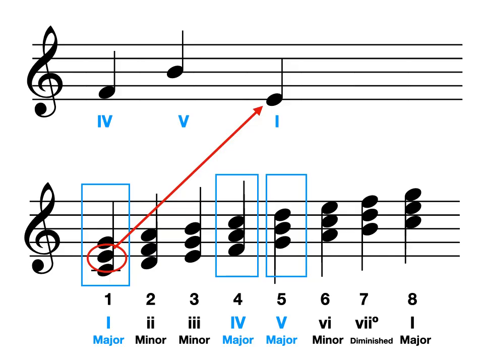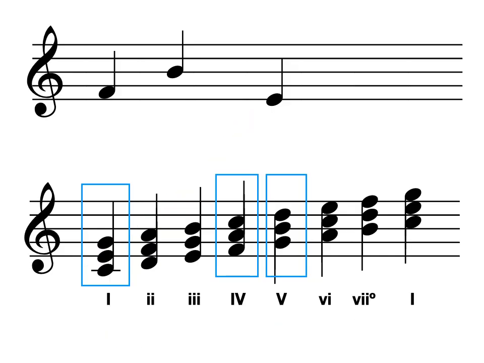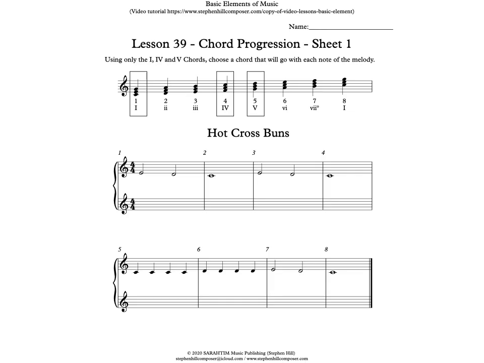So you're going to focus on using 1, 4, and 5 for just your basic harmonization. There are so many ways to harmonize, but in these basic element lessons, we're just going to focus on these 3. So here's your worksheet. Your first note is E, second note is D, third note is C. So simple Hot Cross Buns, and we're going to limit our harmony to chords 1, 4, and 5.